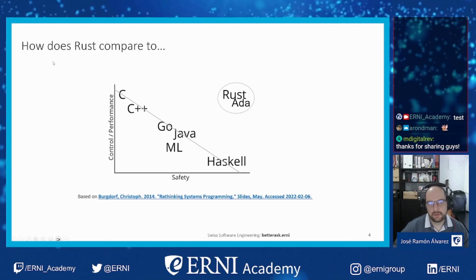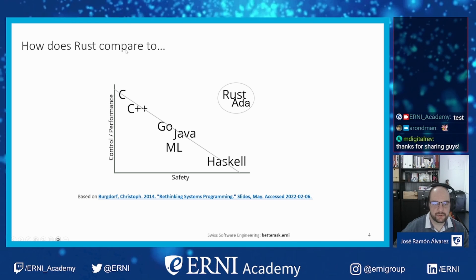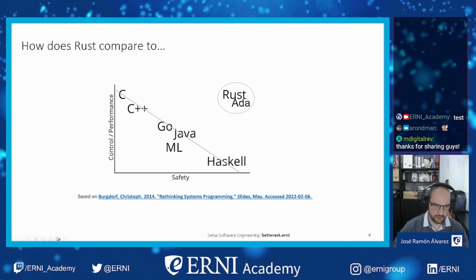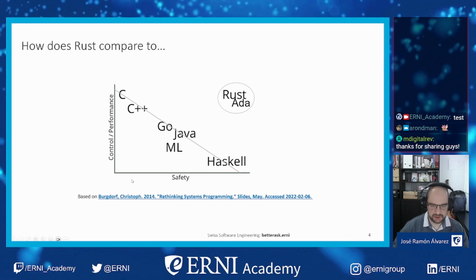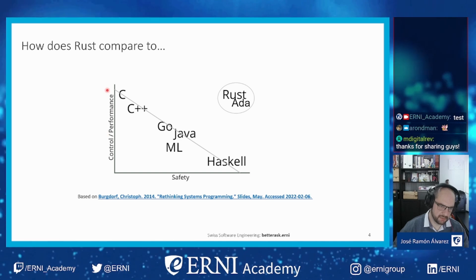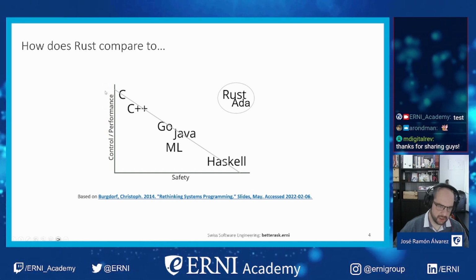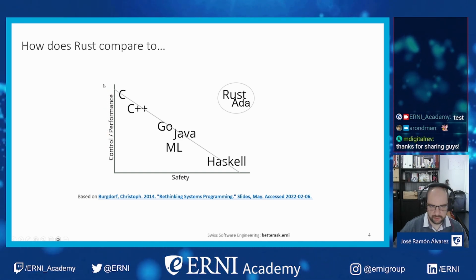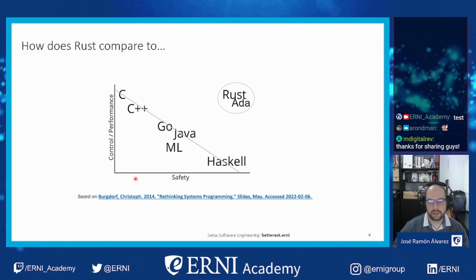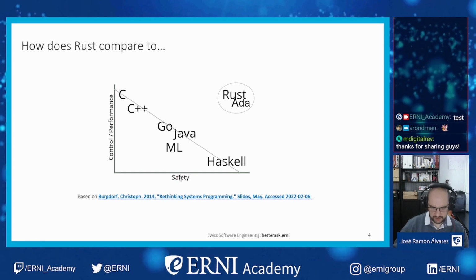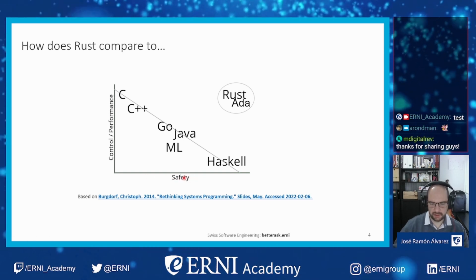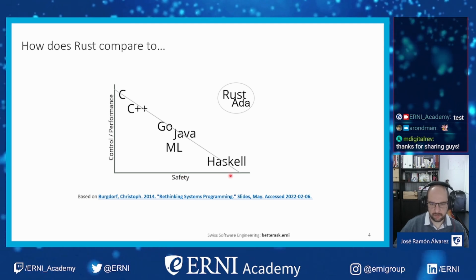Let's see now how Rust compares to other languages. Usually we have a trade-off between control and performance, and safety. Control and performance are on the same axis because usually the more control you have, the lower level you can go, and that potentially could give you more performance. And safety here means the probability of having memory errors.